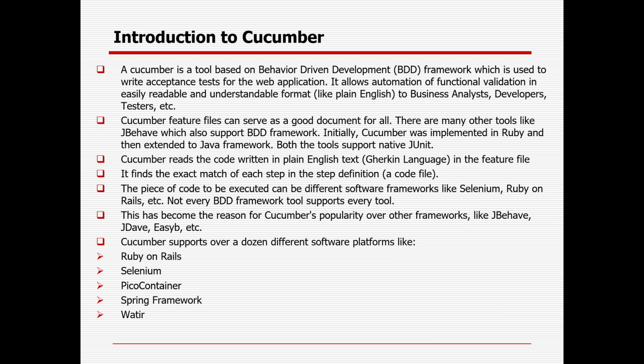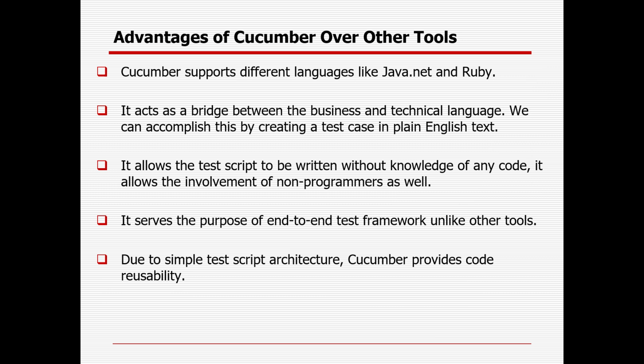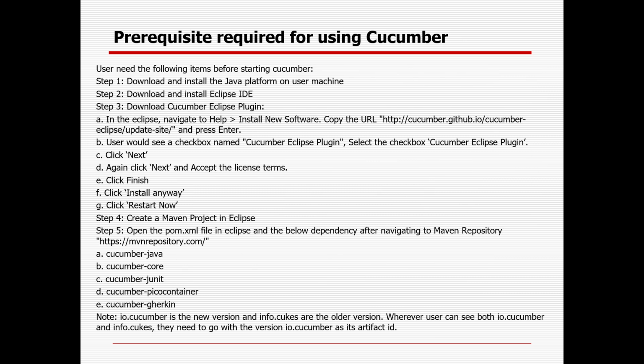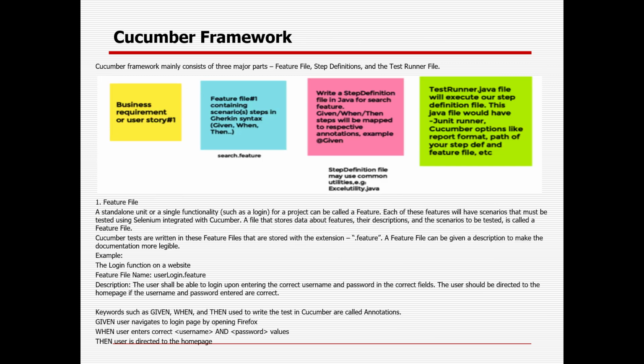There is a tool called Cucumber, which can be integrated with BDD. First you need to have Java installed, Eclipse IDE, and you need to install the Cucumber plugin. After that, you need to create a Maven project where you give your artifact ID and group ID. Then you open the Maven pom.xml file and add the dependencies: Cucumber Java, Cucumber Core, Cucumber JUnit, and Gherkin from the io.cucumber package. Any version you can use, but make sure you use the same version across them. Otherwise, it might be a problem.